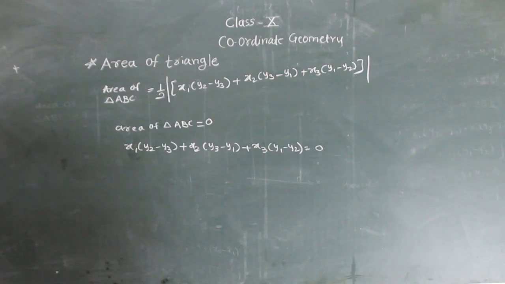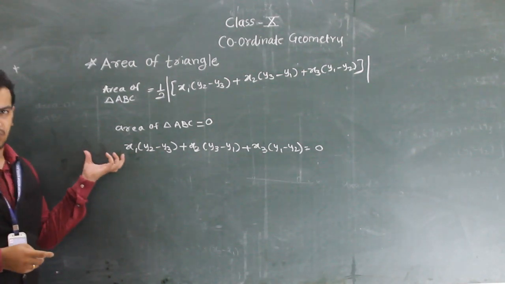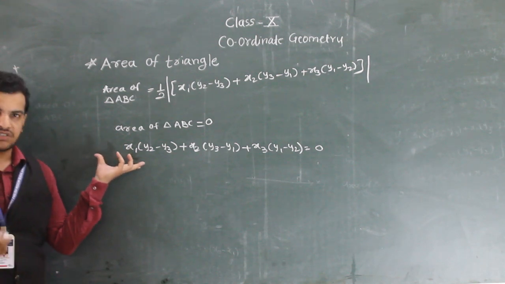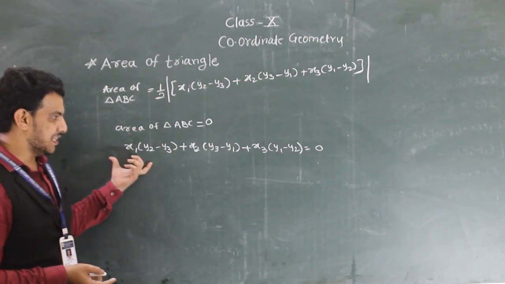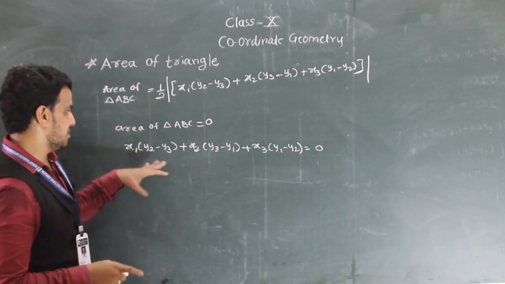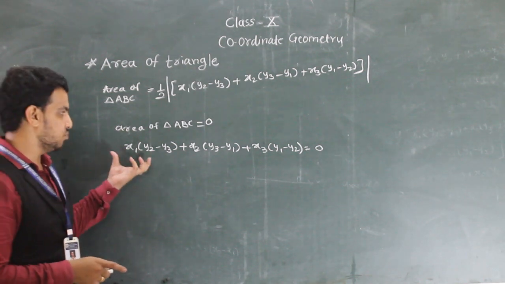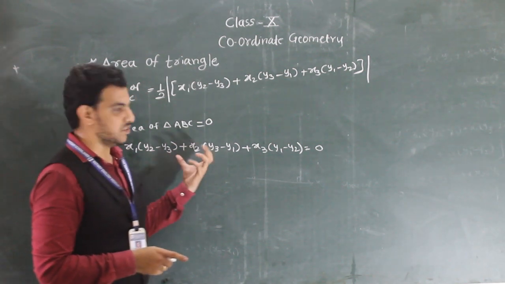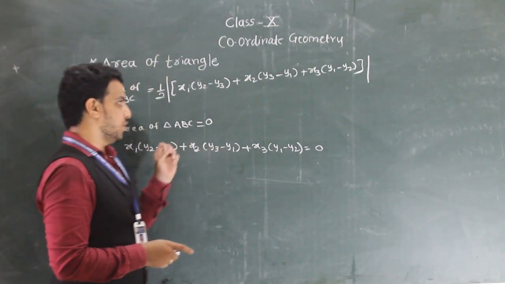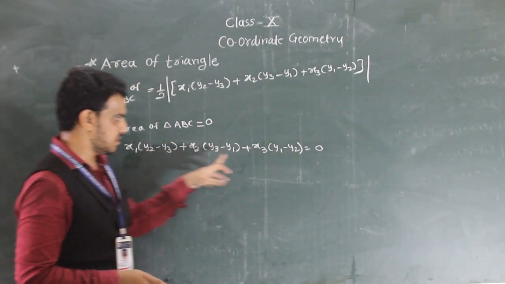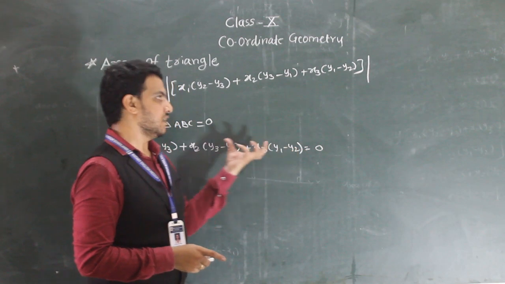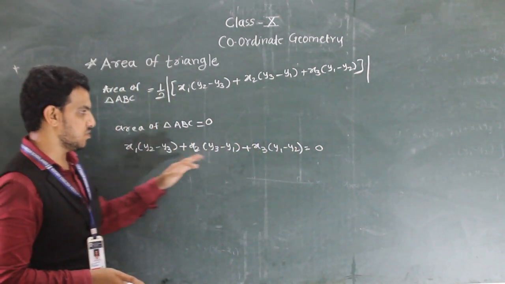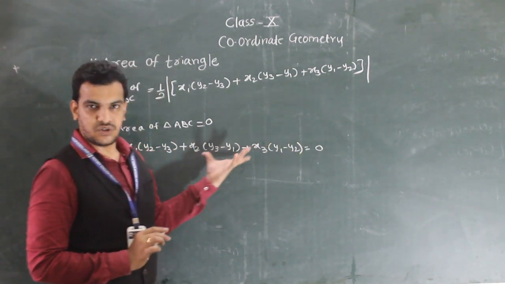Another method, we know, is to prove it by using the distance formula. Meaning if the sum of any two distances is equal to the third distance, then those three points are collinear. But this is easier to prove whether the given points are collinear or not. We have to check that if this term is 0, then the given points are collinear. If this term is not 0, then the given points are not collinear.